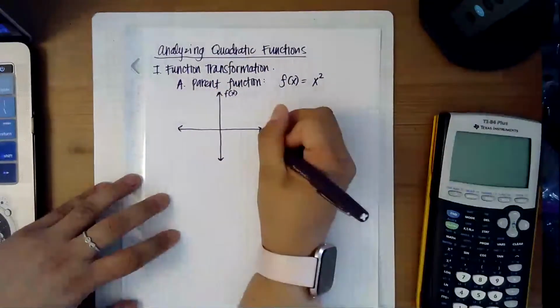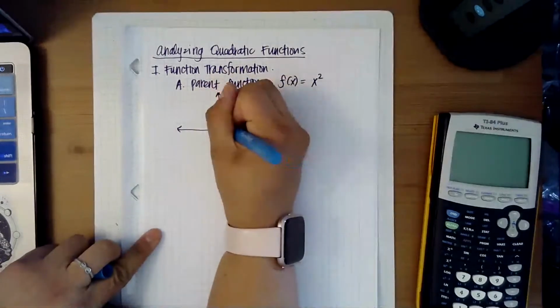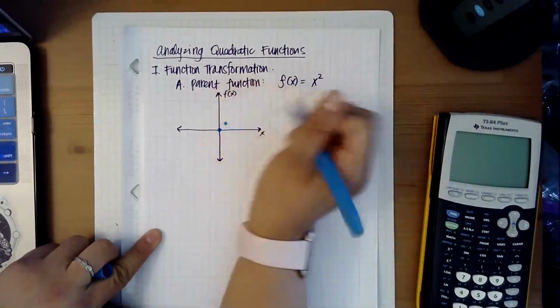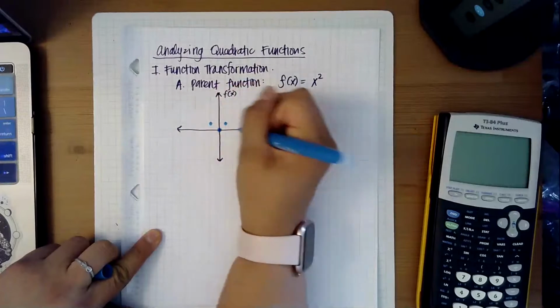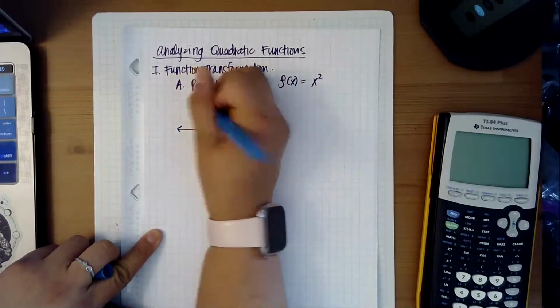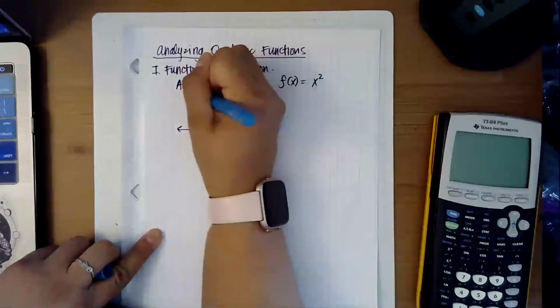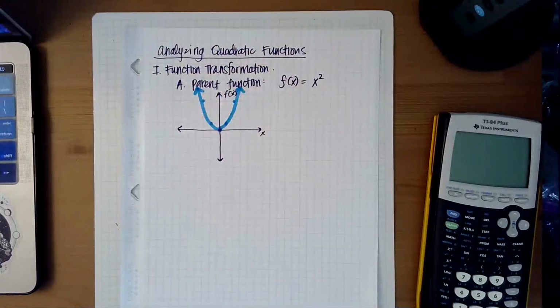So if I recognize it, f of 0, 0 squared is going to give me 0. F of 1, 1 squared is going to give me 1. F of negative 1, negative 1 squared is still positive 1. 2 is going to give me 4. Negative 2 is going to give me 4. So here is my function right there, okay?